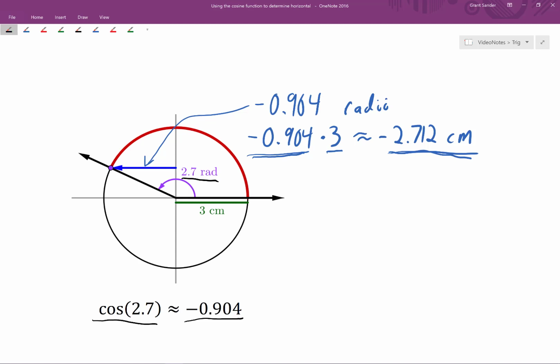It's important to keep in mind that the output of the cosine function is always a number of radius lengths. And so if you want a horizontal distance measured in something like centimeters or feet or normal units, then you'll have to multiply the number of radius lengths by the actual length of the radius of that circle.